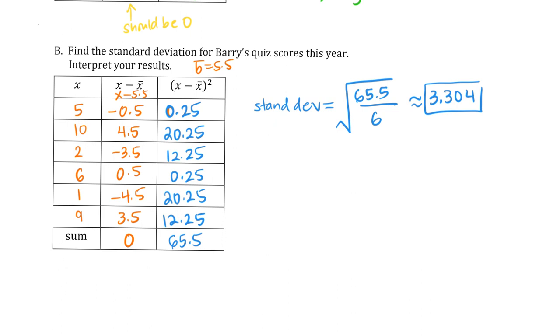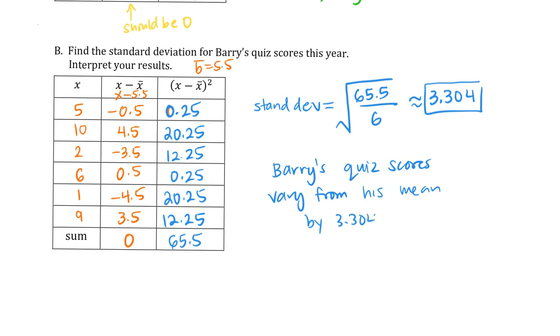Okay, so what does this tell us? It tells us that Barry's quiz scores vary from his mean by about 3.3. So he has a 5.5 and to vary by 3.3 is a lot, because that means sometimes he's at 8.8, and sometimes he's at 2 point something, which looks right because his scores are all over the place. So Barry's quiz scores vary from his mean by 3.304. If this was a test out of 100, 3.3 wouldn't be that much to vary. But since it's out of 10, that's quite a lot to vary by.